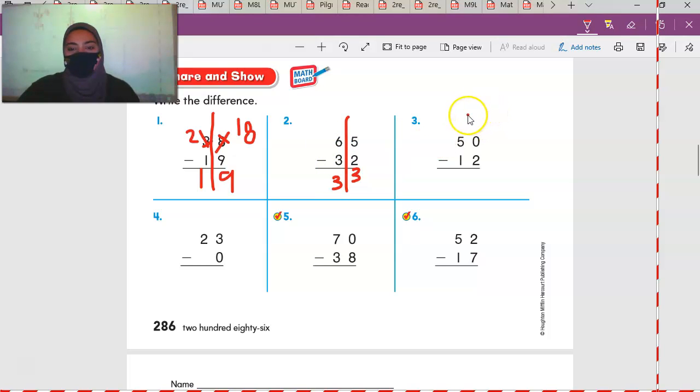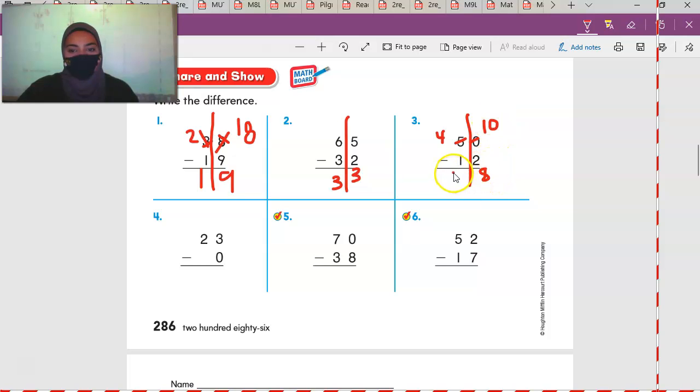Okay, what about here? 50 take away 12. Can I do that? No, you have to borrow from the 5. If I have 0 apples and you want 2, can I give you anything? No, I don't have any apples. We have to borrow from the tens. That 5 becomes a 4, and the 0 becomes a 10. 10 take away 2 is 8.